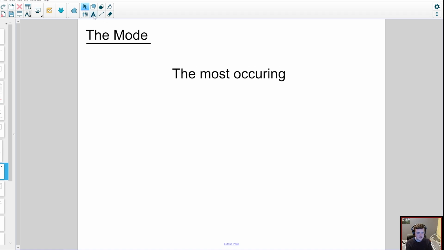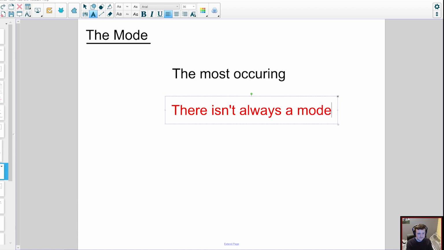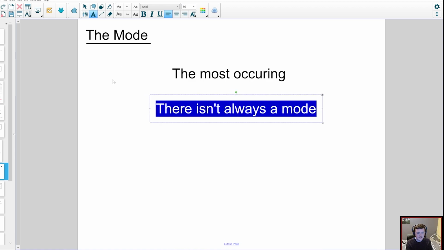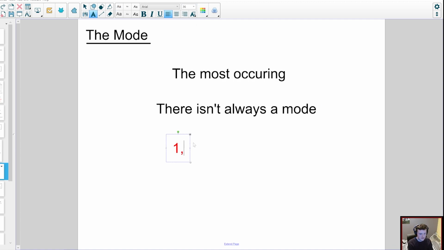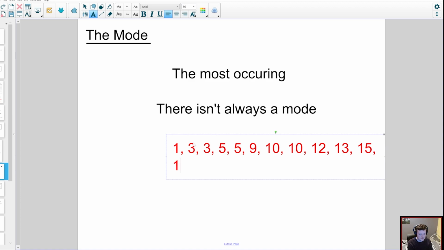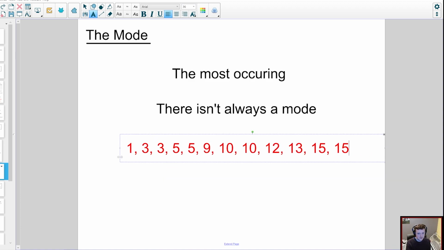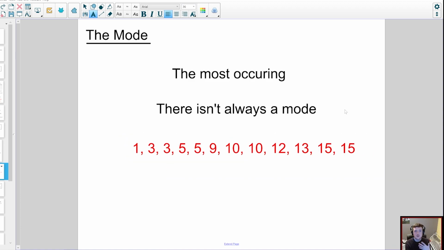And so we can say there isn't always a mode. And by that I mean, take this set of numbers, for example: 1, 3, 3, 5, 5, 9, 10, 10, 12, 13, 15, and 15. Okay? So I've put them in an order for you. Putting them in order also helps with the mode, just so you can keep all the numbers grouped together.